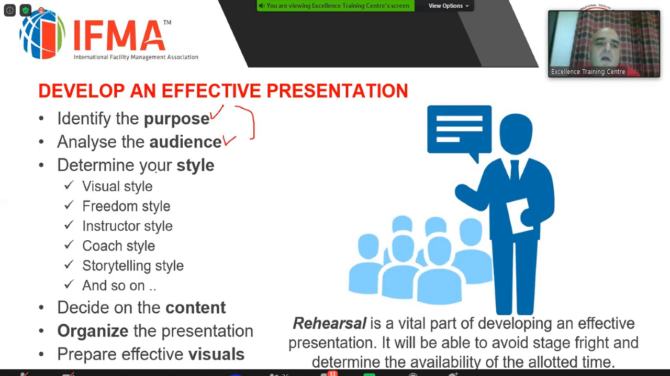Determine your style, what kind of style you want to be: a visual, freedom, instructor, coach, storytelling, and so on. Decide on the content, organize the presentation, prepare effective visuals, proof and revise. If you are having an important presentation, such as your final year project, you have to rehearse it, you have to try it. It's a good way of developing an effective presentation, and you should do it to avoid stage fright and determine the availability of the allotted time.